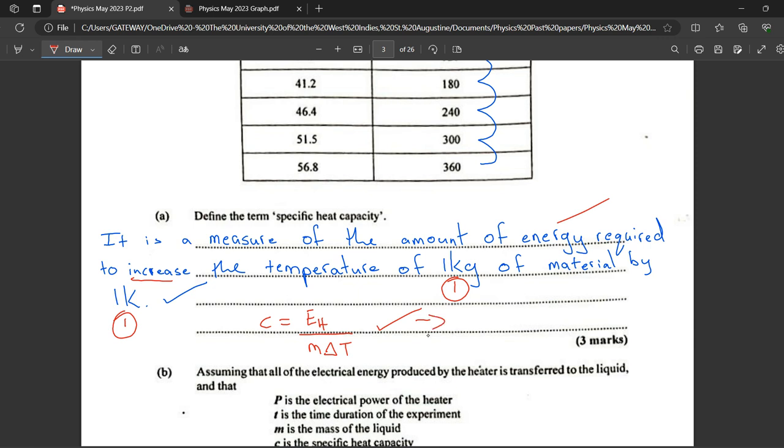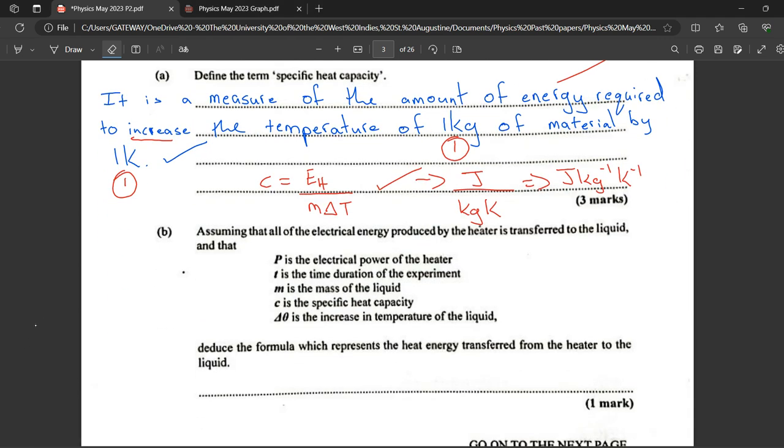Now the unit for specific heat capacity: if you know the unit of energy is joules, the unit for mass is kilogram, and the unit for temperature is Kelvin, you could just write the unit for specific heat capacity as joule per kilogram per Kelvin. The reason why it's kg to the minus 1, K to the minus 1 is because of the law of indices. Since this is in the denominator, when I bring it on top, it will be to the power minus 1. Very important to note. Right? Understand this? So that's that. So that's our 3 marks there.